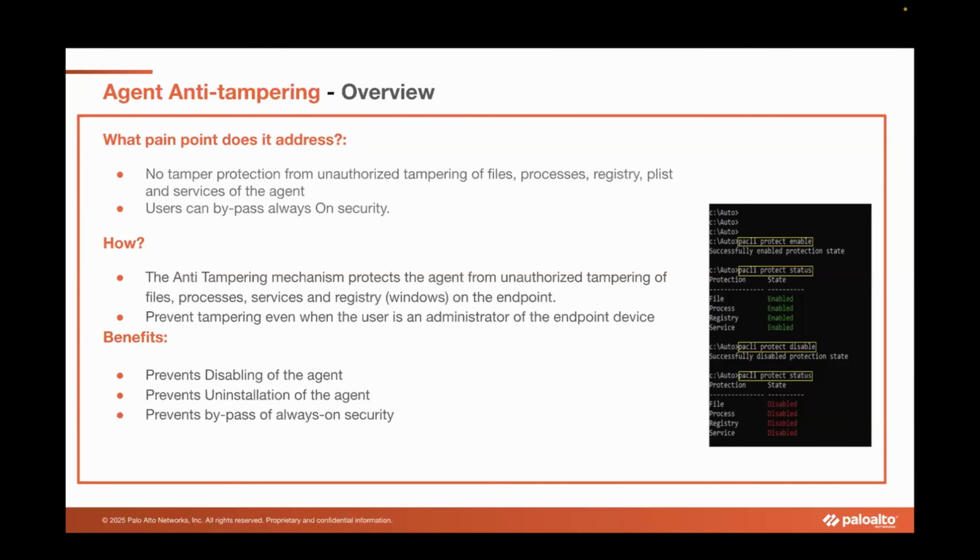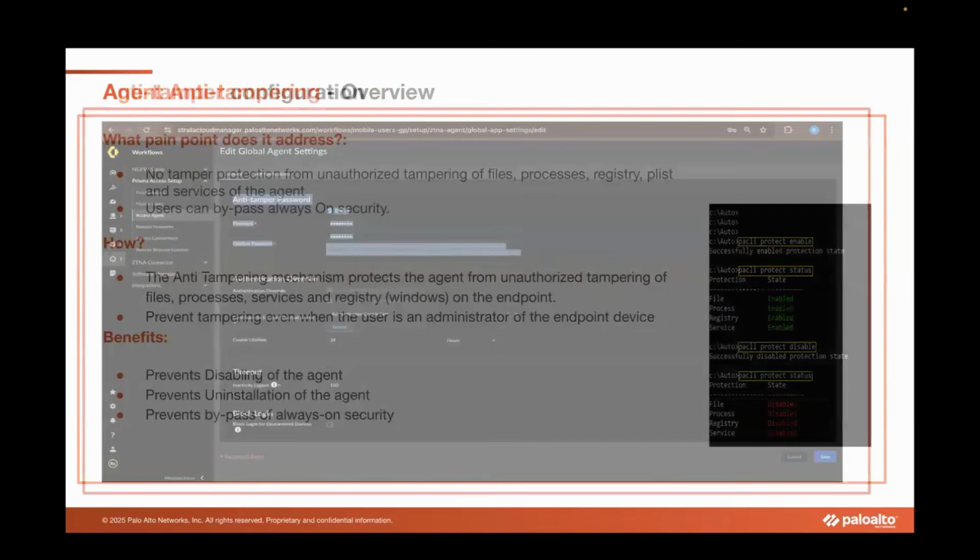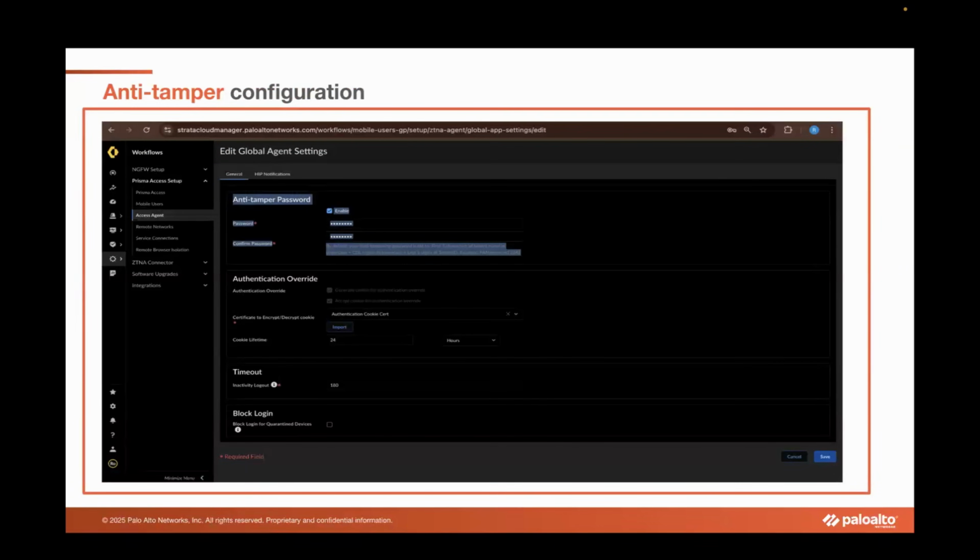So again, you can also prevent any kind of tampering of any of the agent related features, for example the HIP, etc. No tampering can be done on the agent for this. Again, from a configuration perspective, it is there as part of the global settings where you enable the anti-tampering and then configure an anti-tamper password, which only the admin will have. The end users will not have the anti-tamper password, and they cannot tamper with the agent.